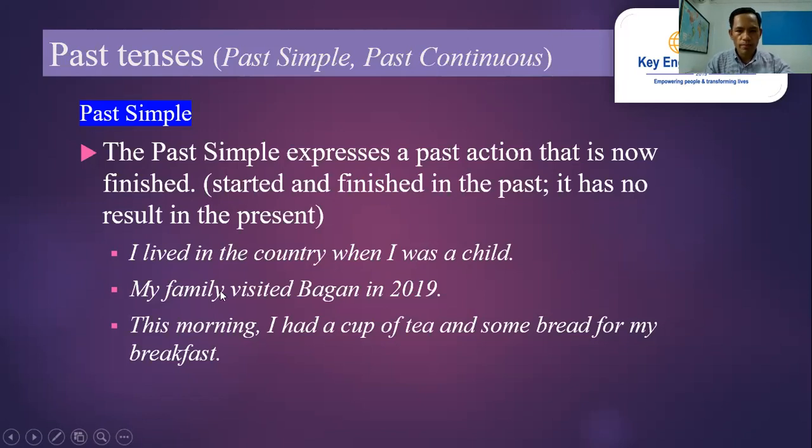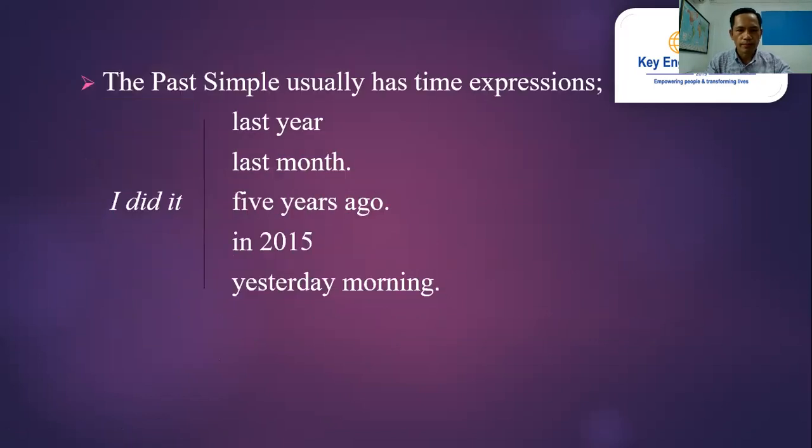My family visited Bagan in 2019. 2019 is already the past. 2019 already finished. And this morning, I had a cup of tea and some bread for my breakfast. My breakfast is already done. So it started in the past, finished in the past, which is the past simple.